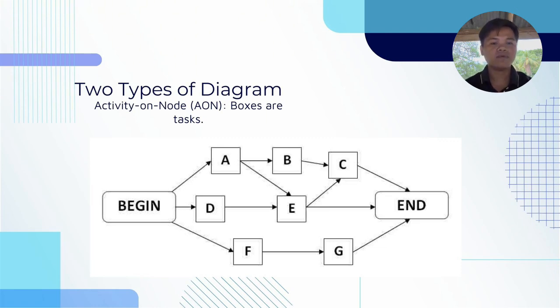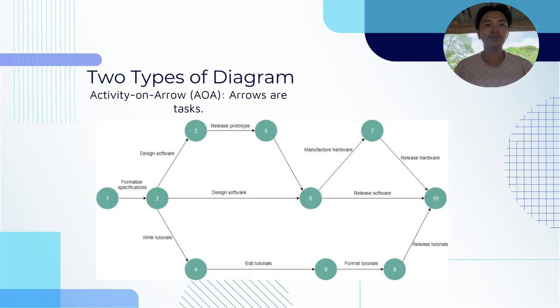AON diagrams are widely used in methods like the critical path method (CPM) to help identify the longest chain of dependent tasks that determines the minimum project duration. By clearly visualizing task relationships and durations, AON diagrams assist project managers in planning, scheduling, and monitoring progress, ensuring efficient resource allocation and timely project completion.